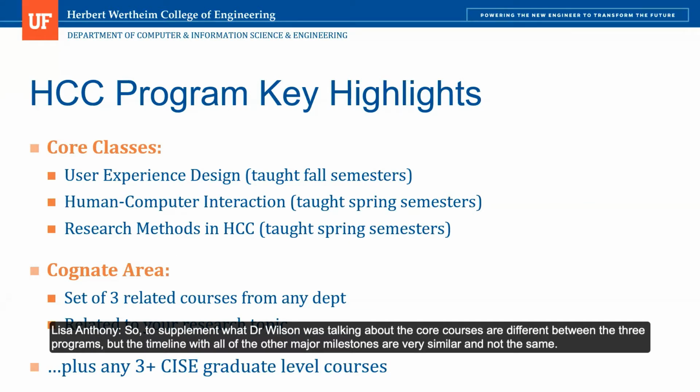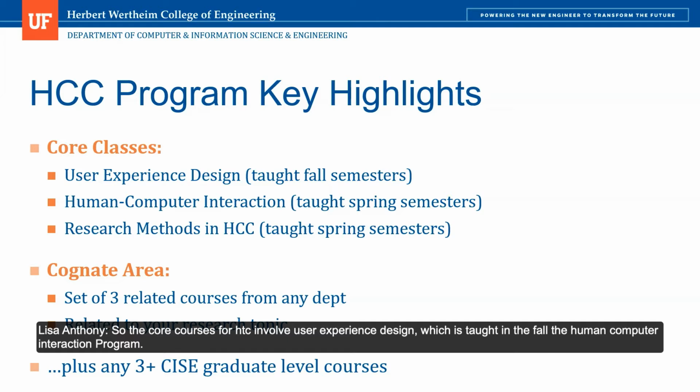So to supplement what Dr. Wilson was talking about, the core courses are different between the three programs, but the timeline with all of the other major milestones are very similar, if not the same. So the core courses for HCC involve user experience design, which is taught in the fall, the human-computer interaction program class, which is taught in the spring, and the research methods in HCC, which is taught in the spring.